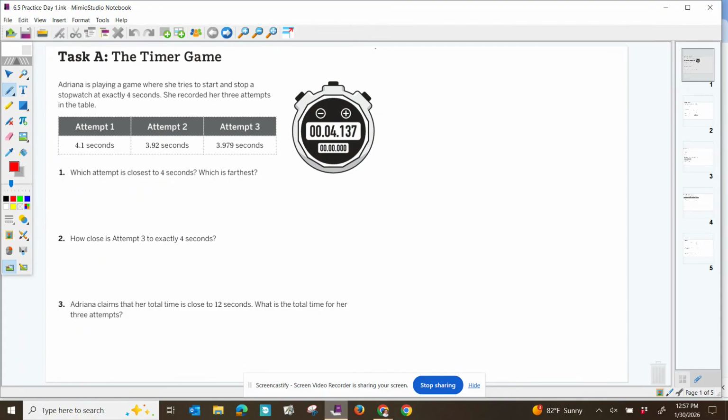I've got to do 4.1 minus 4 and 3.92 minus 4. I've got to see the difference, which, if you're looking for difference, is a subtraction problem. And so the first one, I'm going to put 4.1 on top and then subtract 4.0, and I get that it's 0.1, 1/10 of a second off. The next one, I'm going to actually go with the 4 on top this time, because it doesn't matter whether it's negative or positive, it's just how close it is. And when I subtract those, I get 0.08, so 8 hundredths of a second off.